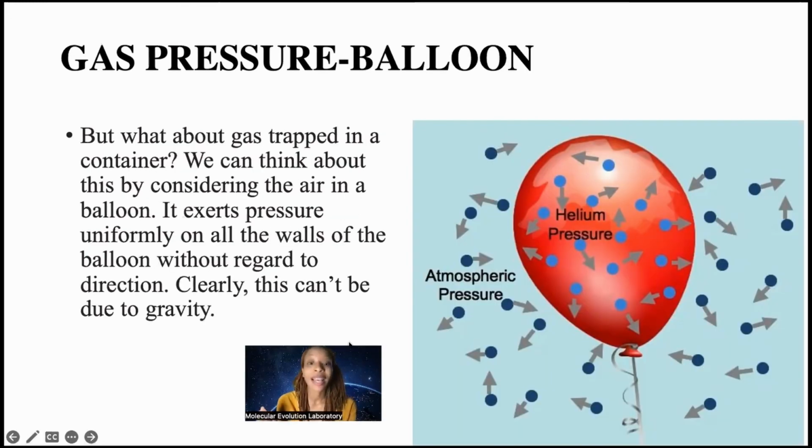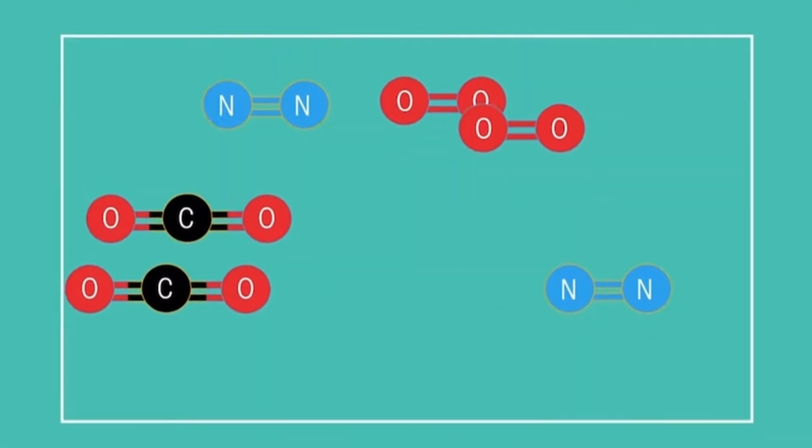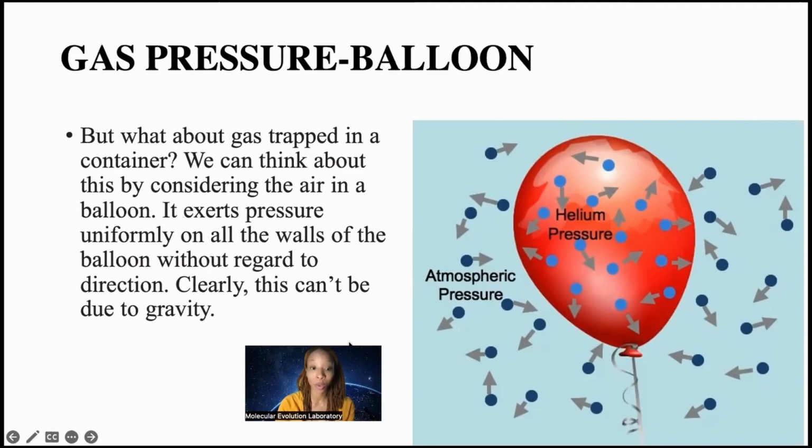But what about gas trapped in a container? We can think about this by considering air in a balloon. It exerts pressure uniformly on all the walls of the balloon without regard to direction. Clearly, this cannot be due to gravity. So with air in a balloon, the pressure is sustained by the kinetic properties of gases, where molecules collide continuously on the edges of the balloon.